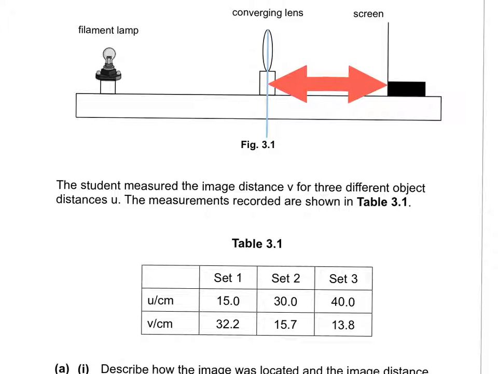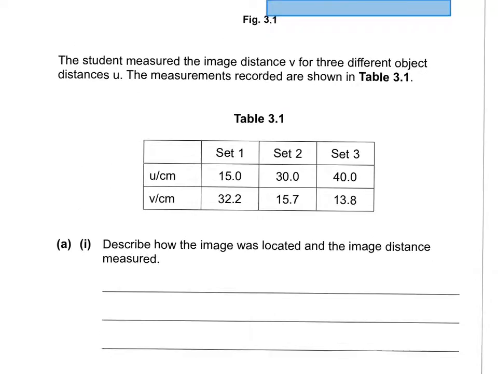So once we get a sharp image, we measure the image distance V here from the screen to the center of the lens. And obviously you should mention using a meter stick or something for that. So you might want to draw in a meter stick. Okay?